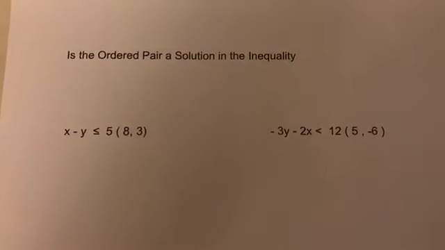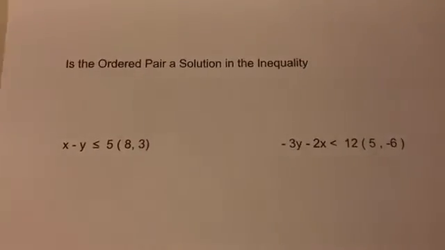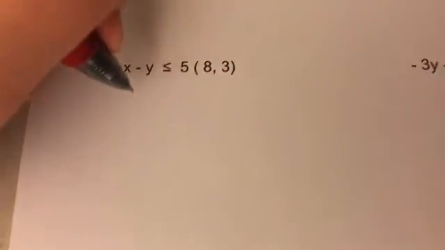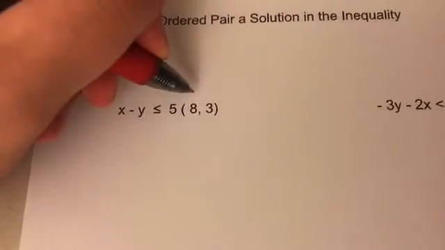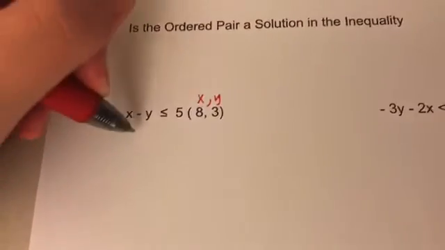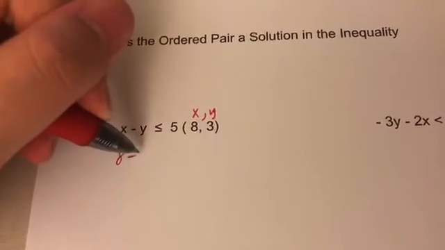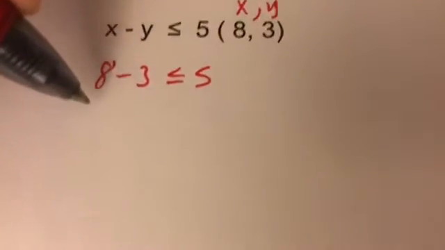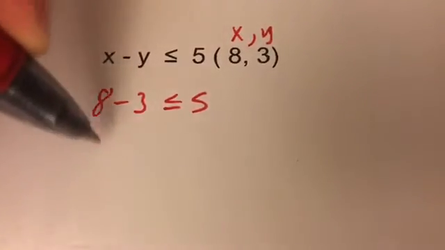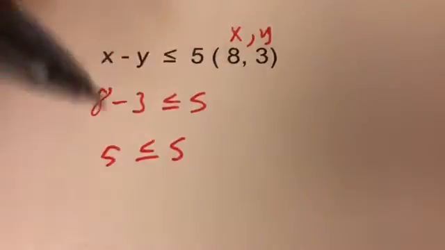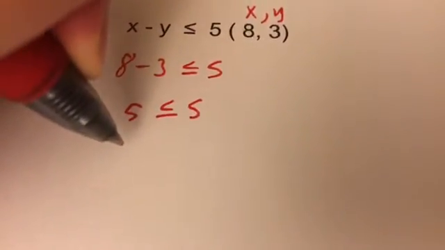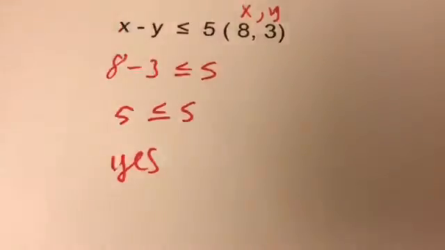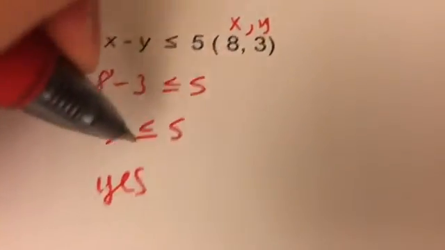Okay, so the next type of question we're going to get is, is the ordered pair a solution of the inequality? So let's look at this one first. You have to remember that this is x and y. So that means 8 minus 3 is less than or equal to 5. Right? Well, this equals 5. And this is a solution because 5 is less than or equal to 5.